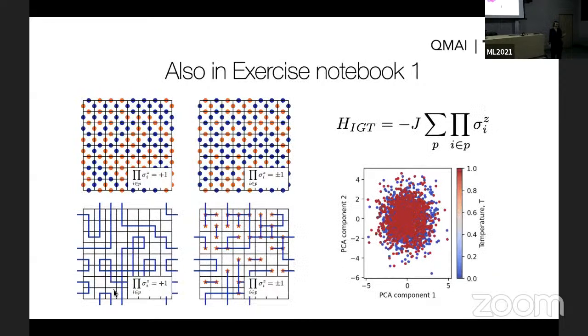Also, in your exercise notebook, you are going to have this ugly surprise, which is something called Ising gauge theory, which is also an Ising model, but fun twist, it has local constraints added. The Hamiltonian here is a sum over products of sigma z's on the plaquettes. A plaquette is this square that you see here.